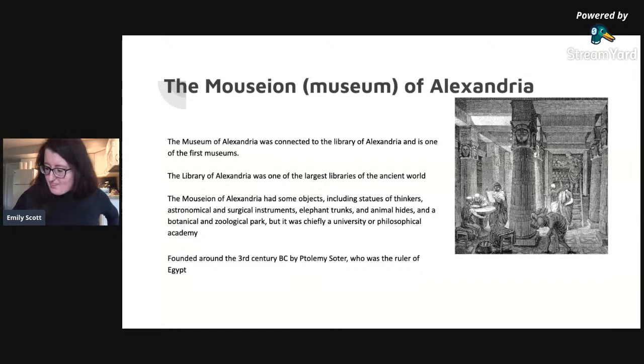Just to talk more about what the Museum of Alexandria was like, or the Library of Alexandria, it had a palace-like appearance, and it had many rooms and a large walkway. It was very extraordinary, and yeah, I think it was pioneering for the time.